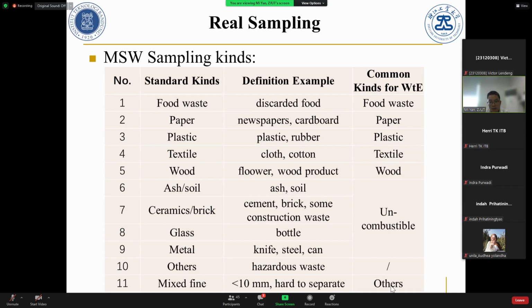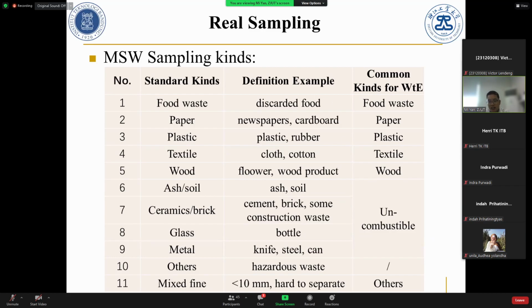These others mean particles that are too small and difficult or even impossible to separate, such as the rice and the soil that stick together, right? So this is impossible to separate.